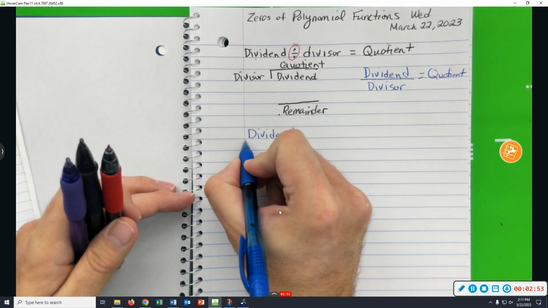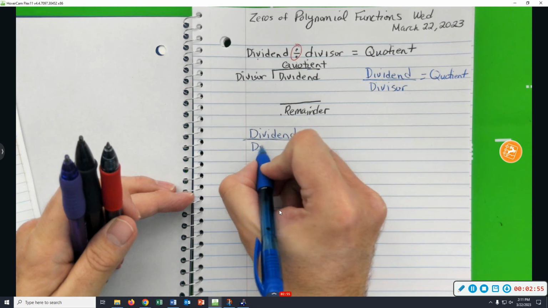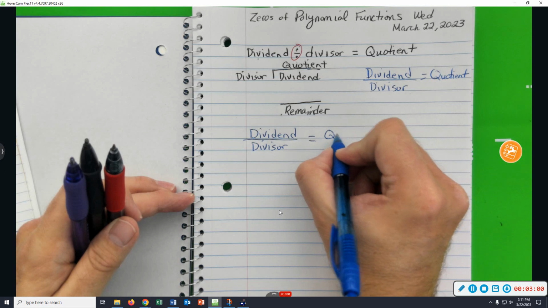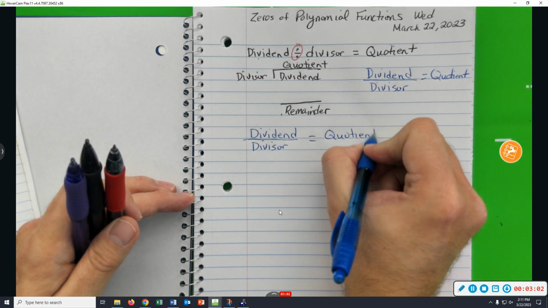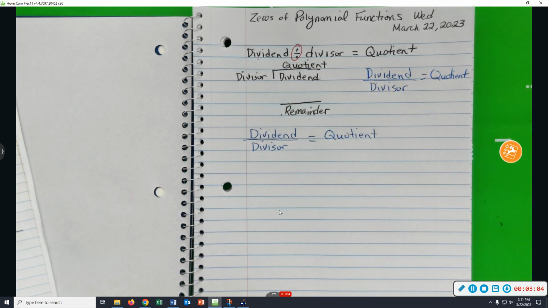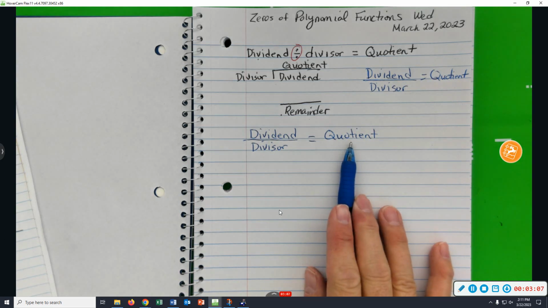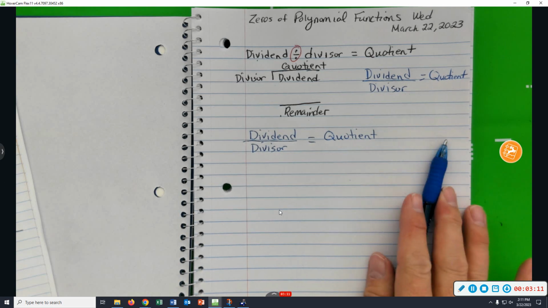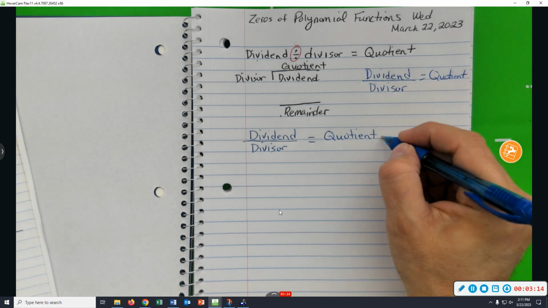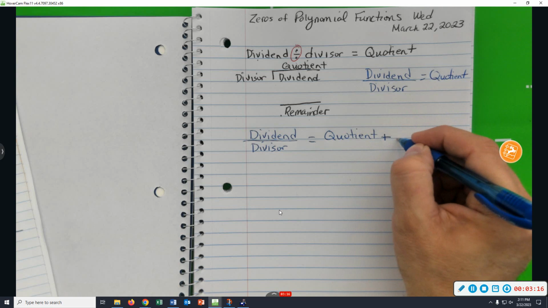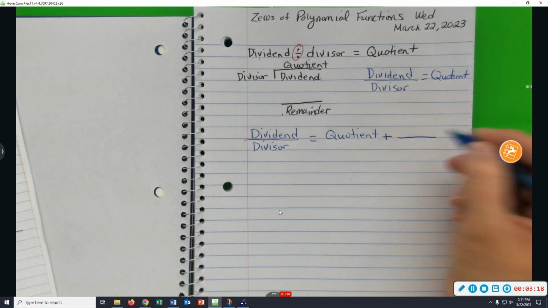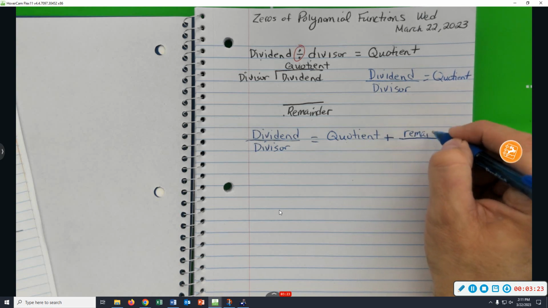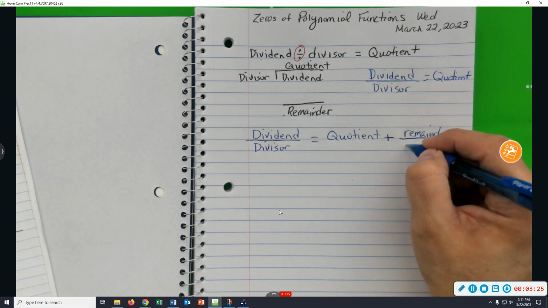Dividend divided by divisor equals, the way you state your answer for a division problem, sometimes it'll just say quotient and then say remainder equals. You might see that if there's a remainder other than 0. But other times, it might be written like a mixed number: quotient plus remainder over divisor.